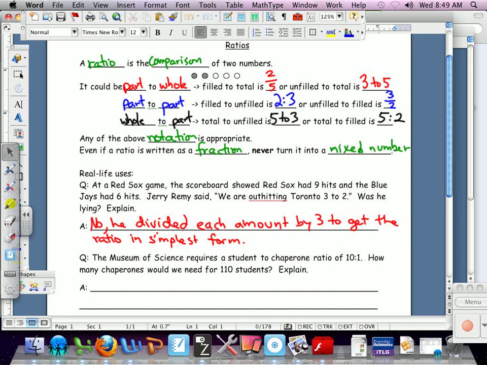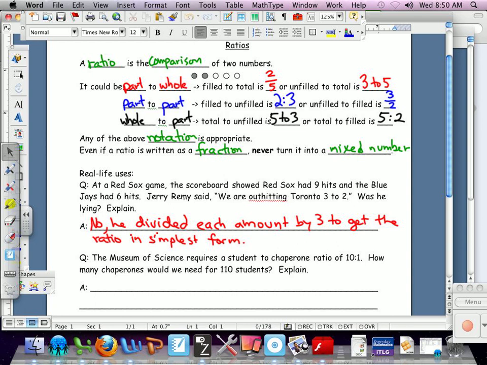The next one is another realistic, real-life kind of use of ratio. The Museum of Science requires a student to chaperone ratio of 10 to 1. So how many chaperones would we need for 110 students? Go ahead and think about that. Think about your explanation. Who thinks they know how many chaperones we need if we had 110 students going to the Museum of Science?